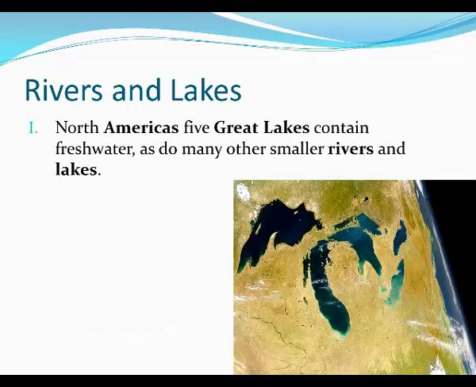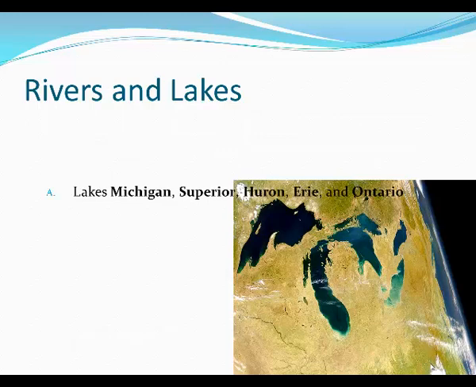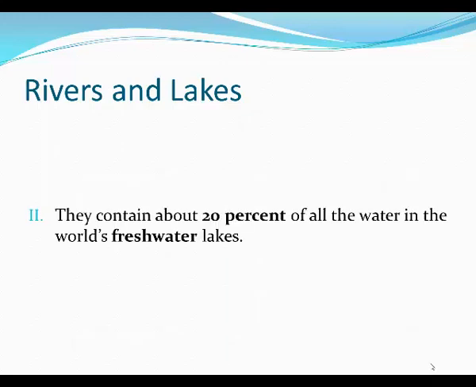Rivers and lakes. North America's 5 Great Lakes contain fresh water, as do many other small rivers and lakes. Lakes Michigan, Superior, Huron, Erie, and Ontario are the 5 Great Lakes. Of those 5 Great Lakes, they contain about 20% of all of the water that is fresh water on our planet.